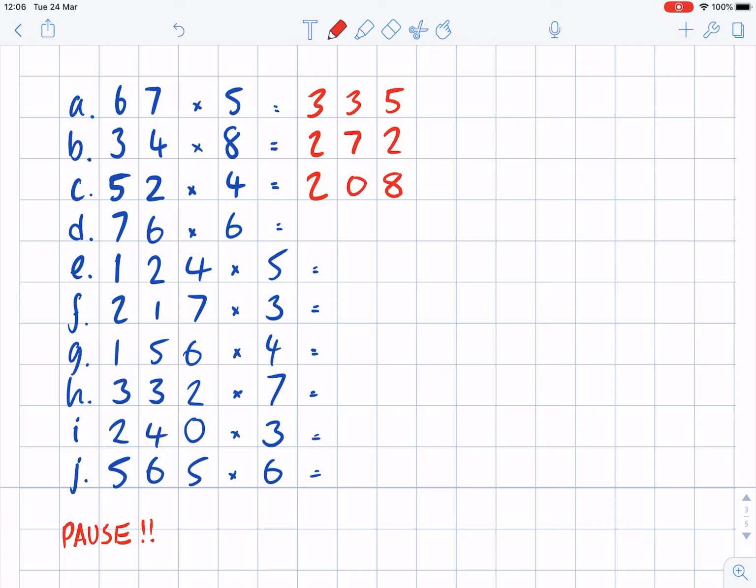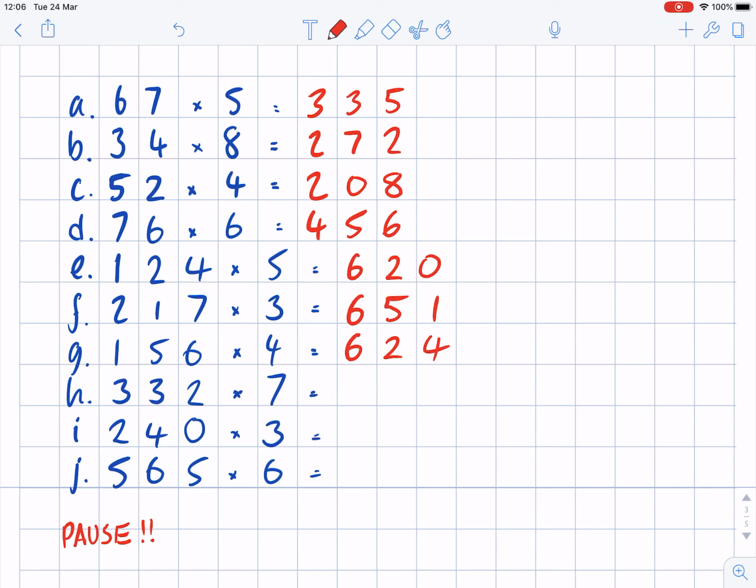76 multiplied by 6 gives us 456. Nice pattern to those numbers. 124 multiplied by 5 gave us 620. 217 multiplied by 3 was 651. 156 multiplied by 4 gave us 624.